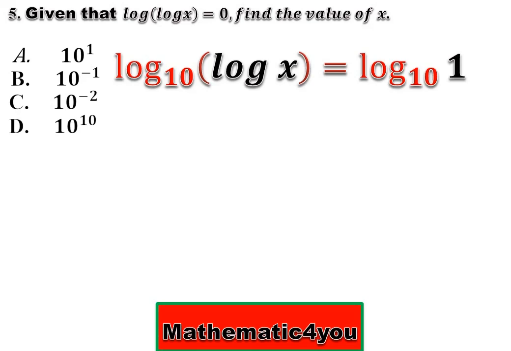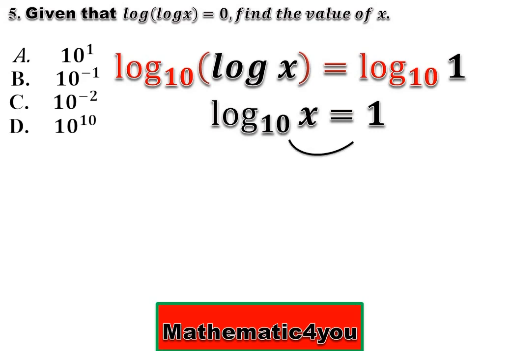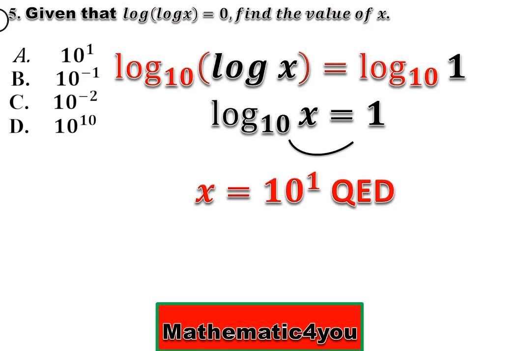So we're going to do some cancellation here. Log base 10 will cancel out log base 10. What are we left with? We have log x base 10 is equal to 1. Alright, so you're going to carry the 10 across the equal sign, then the 1 will serve as the exponent. That is why you have x is equal to 10 to the power 1. So our right option is option A.